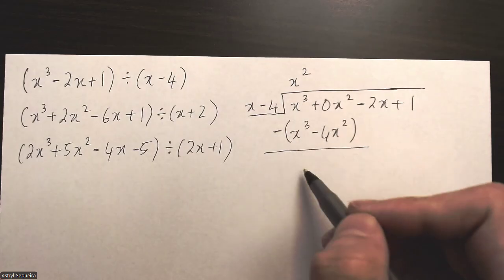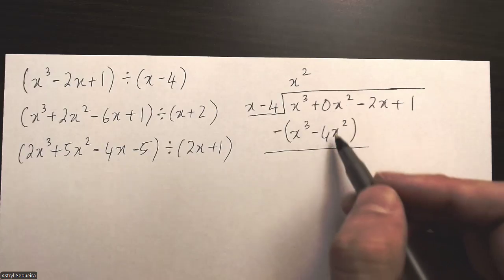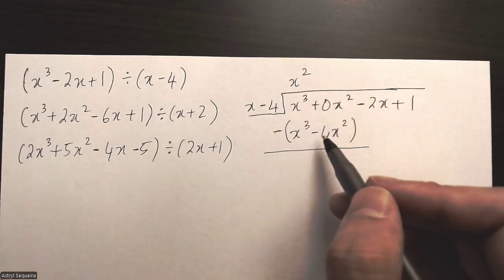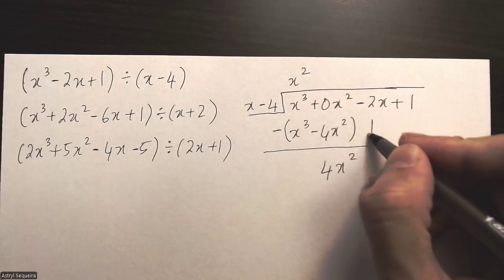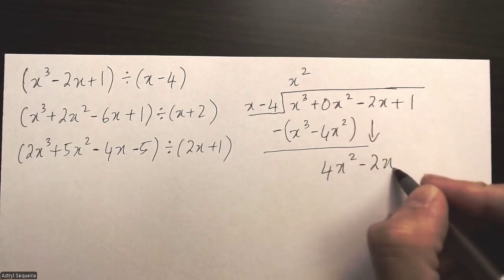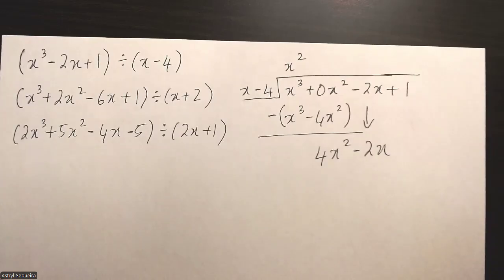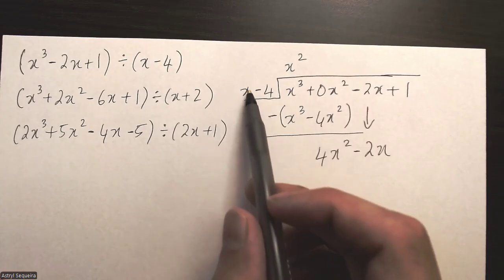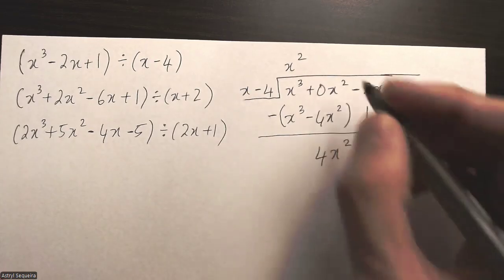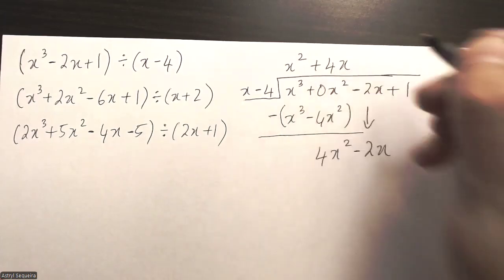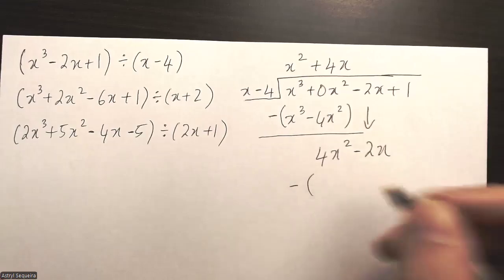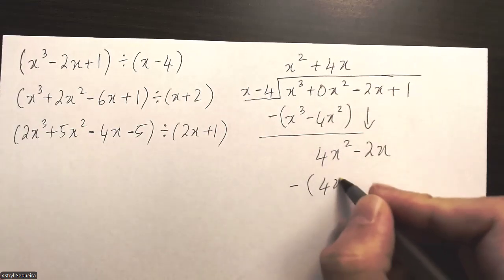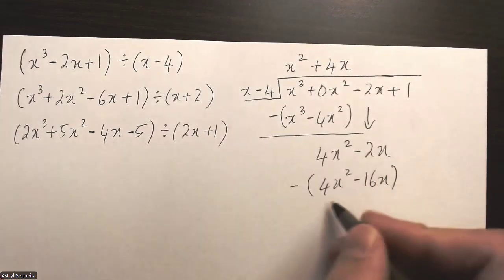The first two terms should always cancel each other out and give you 0. Second two terms, 0 minus negative 4. It's going to be positive 4x squared. Then we bring down the next term and we repeat the exact same process again till we can no longer bring down terms. So 4x squared divided by x, that's just 4x. I'm going to write that on the top. Then I'm going to do 4x times this whole thing over here and subtract it inside a bracket. That's 4x squared minus 16x.